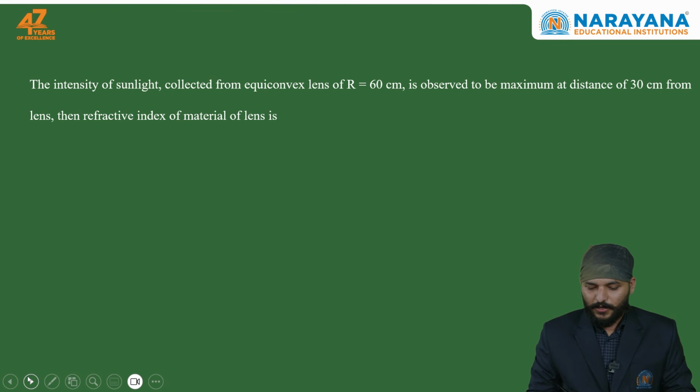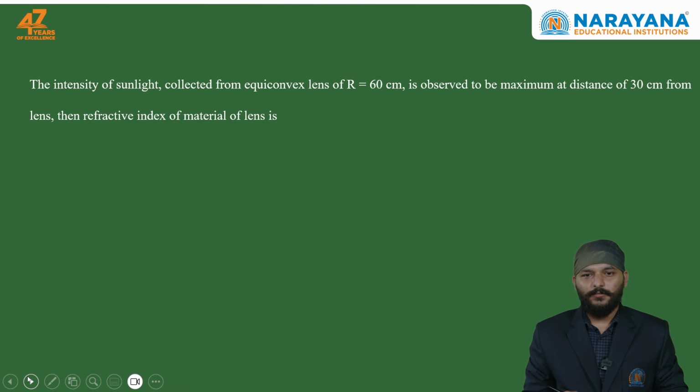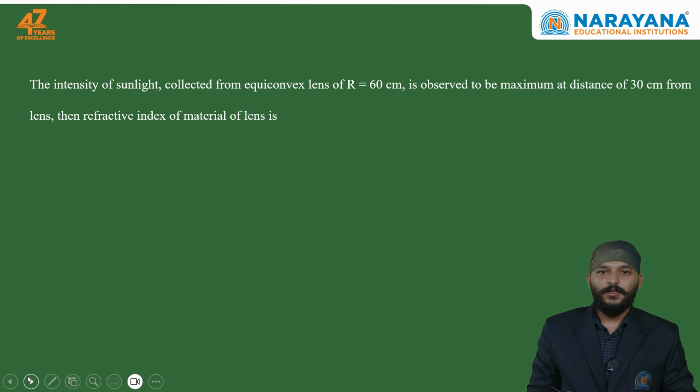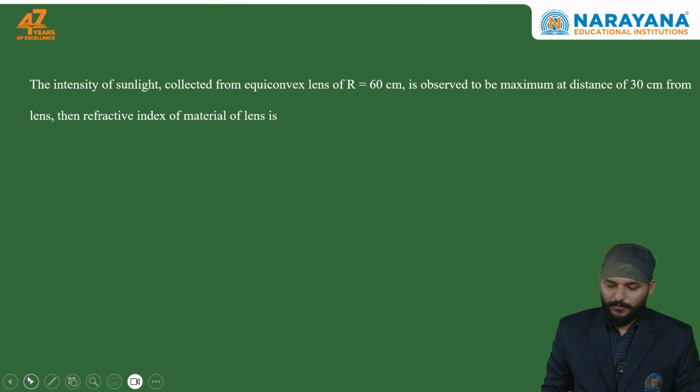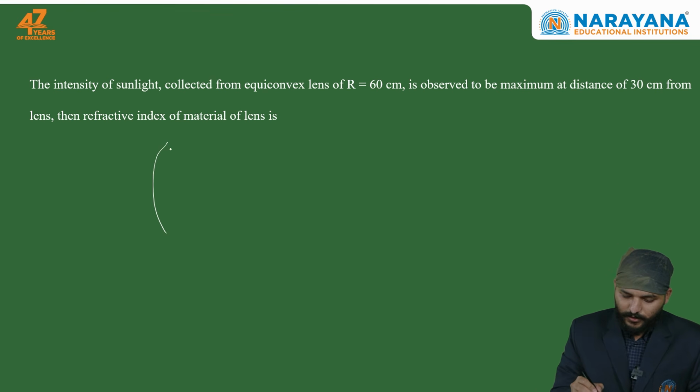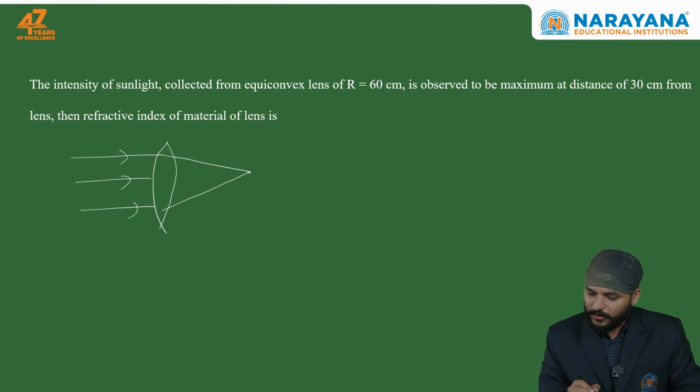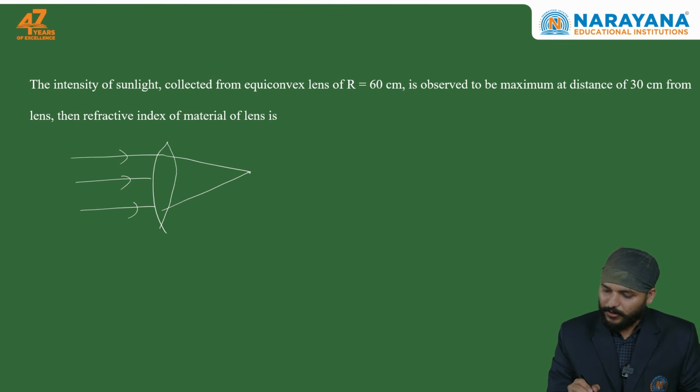The intensity of sunlight collected from an equiconvex lens of radius 60 centimeter is observed to be maximum at 30 centimeter point. See, when light rays are coming from the sun, they can be treated as if they're coming from infinity. So if they're coming from infinity, they'll be converging at the focus. So that's where the intensity will be maximum. So these are the light rays which are coming from the sun. They'll be converging exactly at the focus. So it's given that the intensity will be maximum at 30 centimeter.